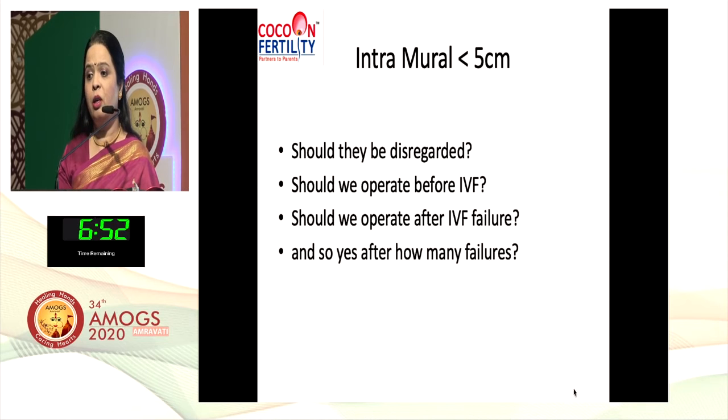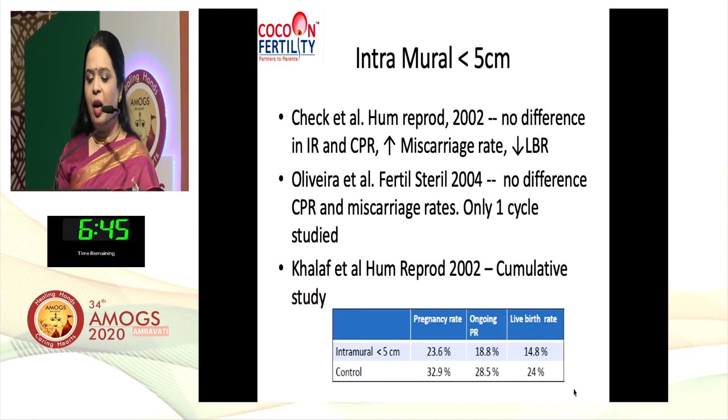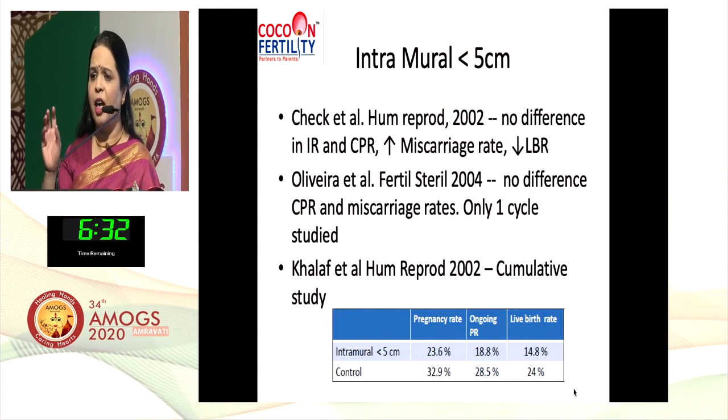So the jury was out on that until 2001. A few of these questions have been answered since. Intramural fibroid less than 5 centimeters. Basically, multiple papers say no differences in your live birth rate compared to your controls. A great paper by Olivier in 2004, Fertile Sterile. This is a great paper, read it up.